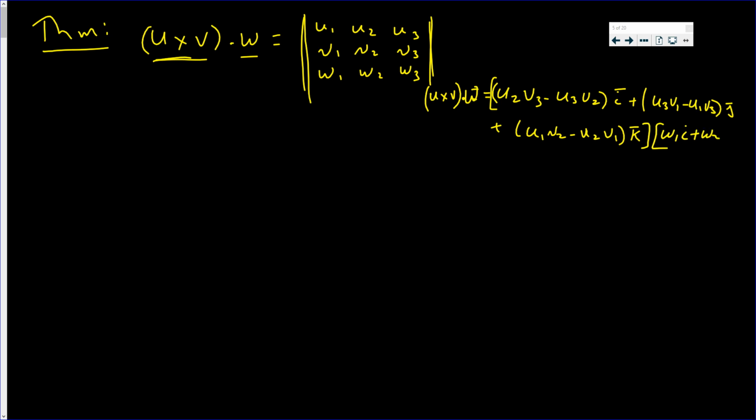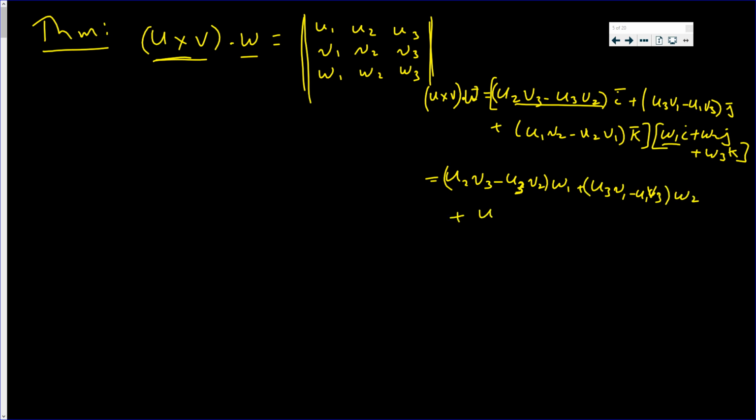So this vector gets dotted with W1 i plus W2 j plus W3 k, which means I multiply the two i components and I get U2V3 minus U3V2 times W1, plus I multiply the j components and I get a real number when I do so, plus I multiply the two k components together. That's what I get.